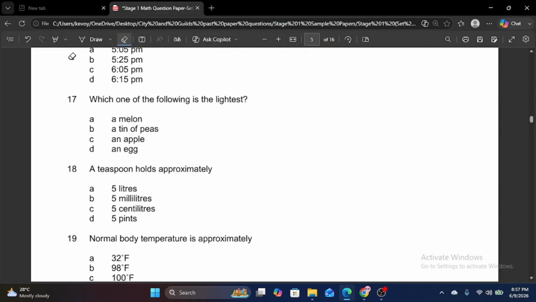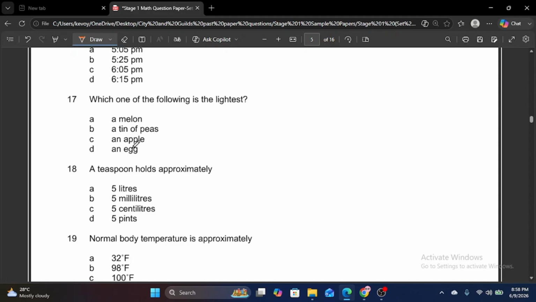Which of the following is the lightest? So we're looking at the lightest right there, and we have a melon. A melon can be so heavy sometimes. A tin of peas, again, can be so heavy sometimes. C, an apple can be very light.